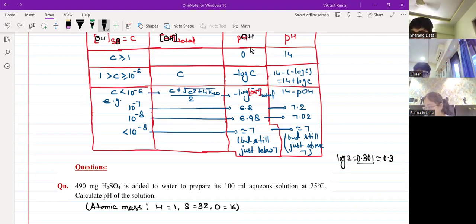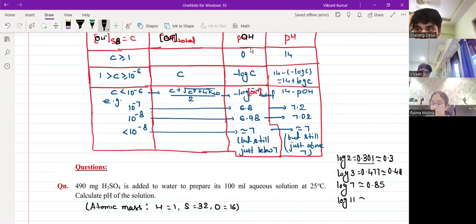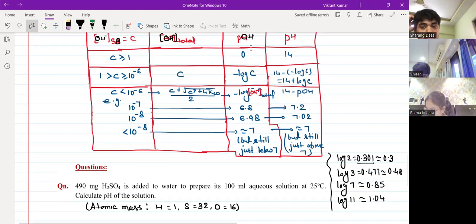Log 3 वैसे तो 0.477 होता है. We can take 0.48 in my class जैसा चलता है. Log 7 is 0.84 समथिंग होता है, तो 0.85 ले सकते हो. Log 11 के लिए you can take 1.04. So whenever you will require this, बाकी we can manage. Log 10 is 1, log 5 will be 1 minus log 2 है ना. Log 1 is 0.